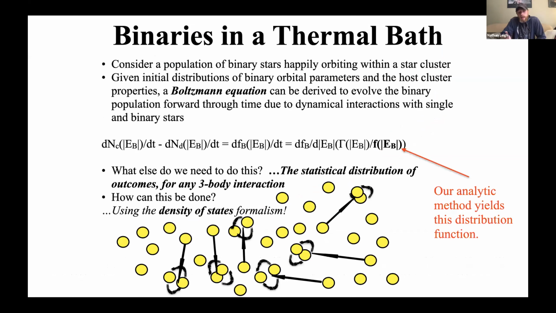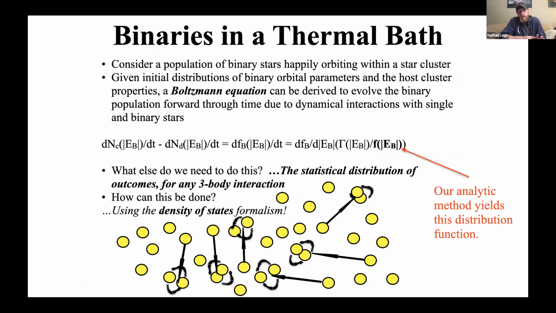And so why is this formalism so useful? Well, it allows us to evolve entire populations of binary star systems forward through time due to single binary interactions in dense stellar environments, and we can do this purely analytically. So if you consider a population of binary stars all orbiting within a star cluster, this is analogous to a population of binaries in a thermal bath, with heat being transferred from the single stars to the binaries via single binary interactions.